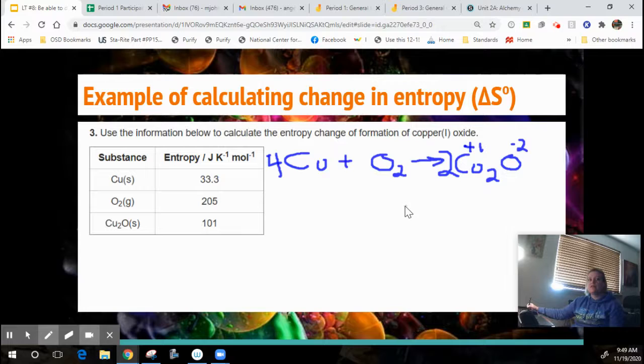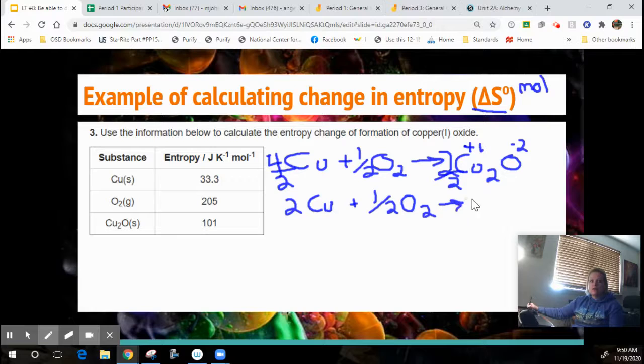Now, another thing that I need to remember here is that entropy is a molar value. So I want this in terms of 1 mole. So I'm going to divide everything here in half to get 1 mole of my product. So my overall equation is now going to be 2 moles of copper will react with half a mole of oxygen to make 1 mole of copper 1 oxide.